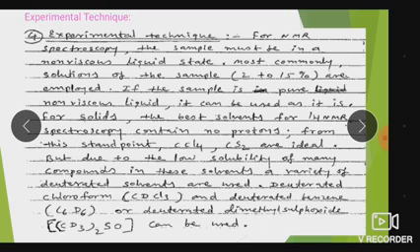Then experimental technique. What type of experimental technique is used for NMR spectroscopy? The sample must be in a non-viscous liquid state, not in a viscous state. Most commonly solutions of the sample, 2 to 15%, are employed. So what is the concentration? 2 to 15% is employed. If the sample is a pure non-viscous liquid, it can be used as it is. For solids, the best solvent for H1 NMR spectroscopy contains no proton.